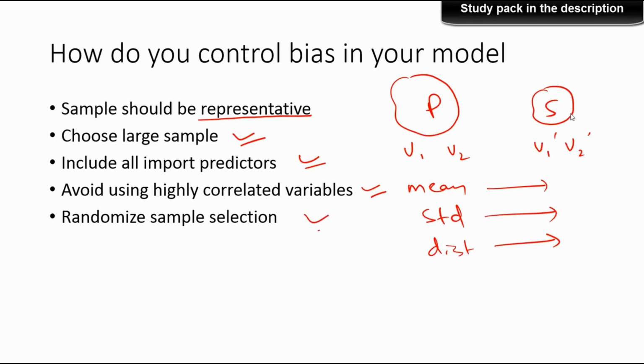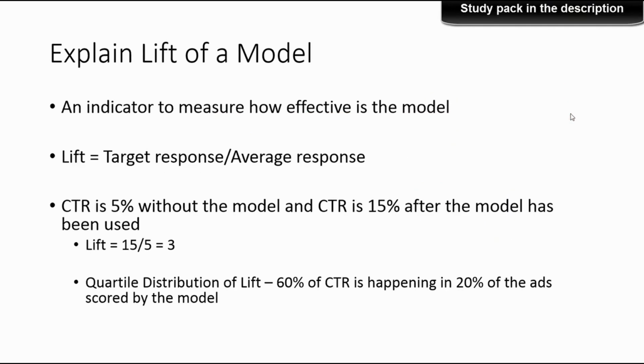Randomize the sample selection. When you take a sample, ensure that it's a random sample. There should not be any bias in that. So the sample selection should be simple random or stratified random sampling, and such methods have to be used.